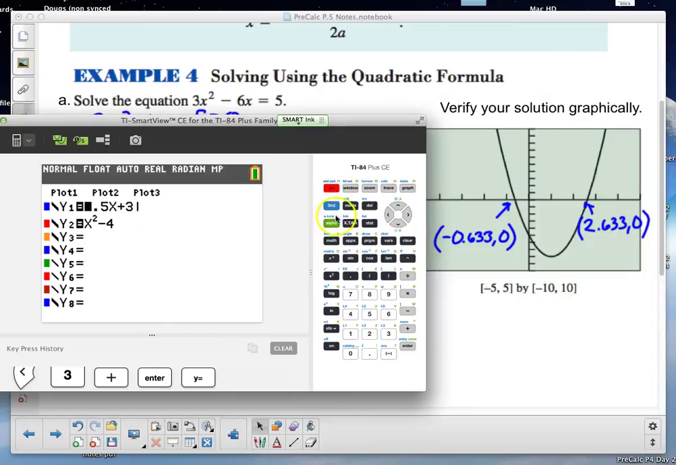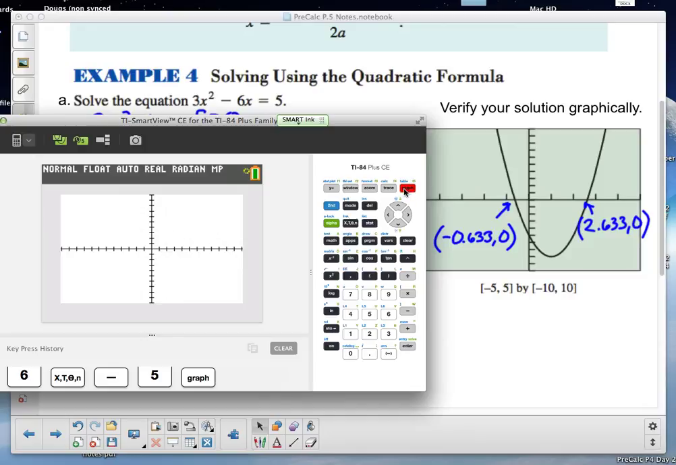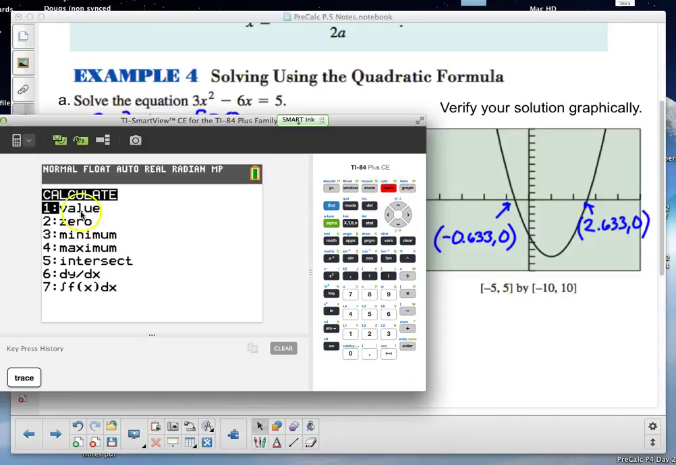So I've got y equals, I'm going to clear that, and I'm going to clear that, and I have 3x squared minus 6x, and remember it was minus 5 because everything's in my graphing calculator. And now I'm going to graph this puppy, and there it is. Well, remember, second calc, 0. Let's go to 2.